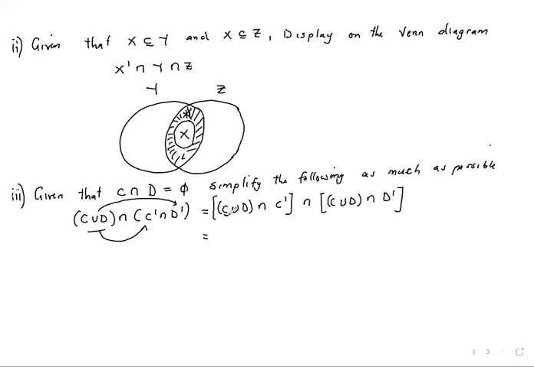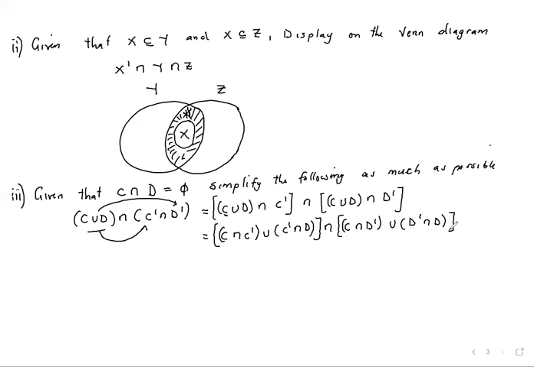C intersection C complement union C complement intersection D, and then intersection C intersection D complement union C union D, now D complement intersection D.